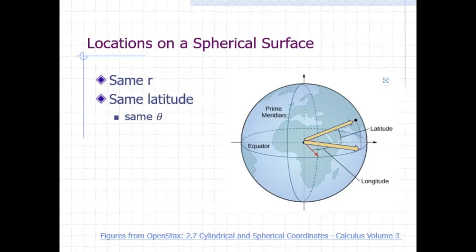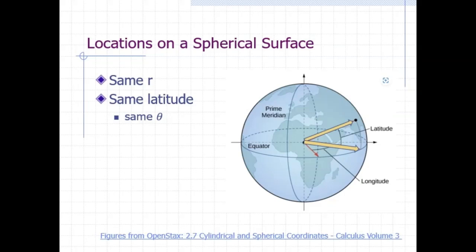Note that all locations at a given latitude constitute a circle. Think of this circle as the intersection of a conical surface with the sphere. Remember that all points on a conical surface have the same theta. Points on the cone that are equidistant from the tip of the cone form a circle.